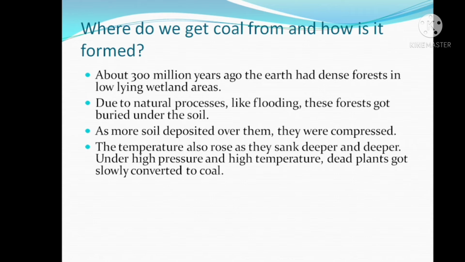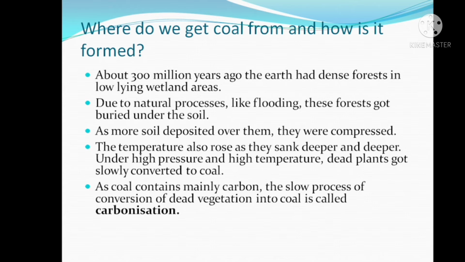And the temperature also rose. As they sank deeper and deeper under the pressure and high temperature, dead plants slowly converted to coal. That means coal is nothing but dead plants. But this process took several years, more than 300 million years. So if there is no forest lying down there, what will happen? Coal will not be produced in the future. So this is a very slow and long process.